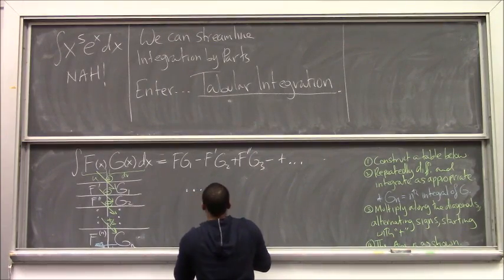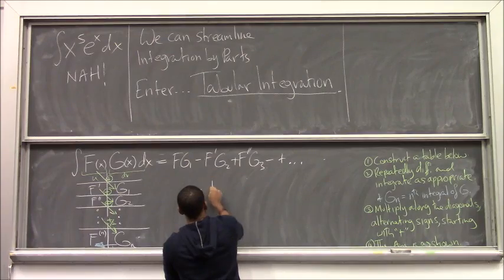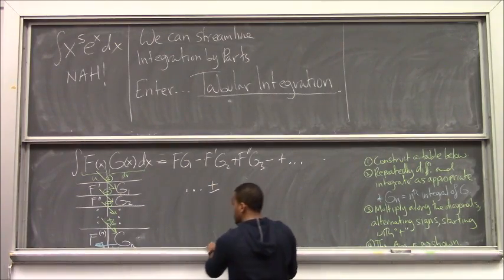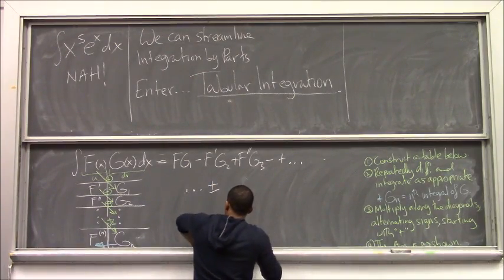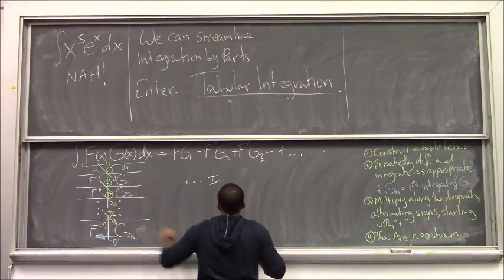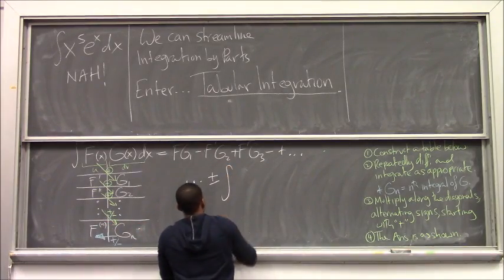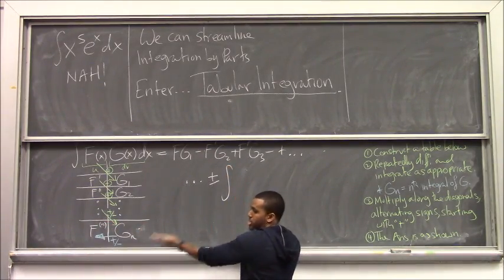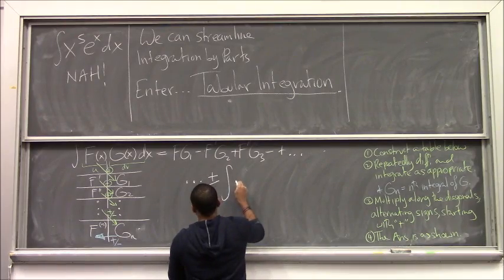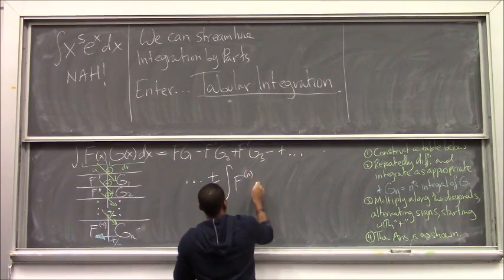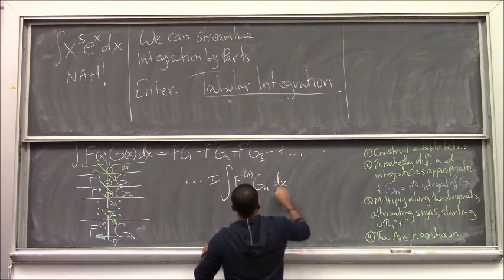Now, eventually you're going to get to the last part here where you don't know if it's going to be plus or minus. But when you multiply it across that way, you're going to end with an integral. Right? That's going to be the final integration by parts. So it's going to be the integral of f to the n derivative g to the n dx.